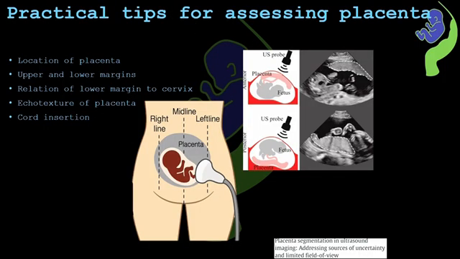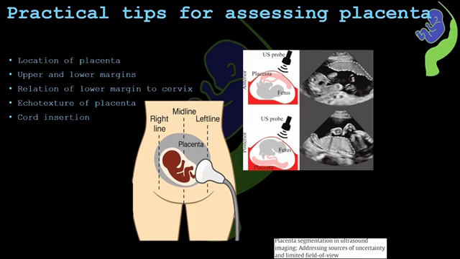When assessing the placenta on ultrasound, the first principle is to align the longitudinal axis of the probe parallel to the longitudinal axis of the placenta. Begin by identifying the upper margin of the placenta, then trace down to evaluate the lower margin. This is especially important in the second trimester, where placental localization becomes more clinically relevant.